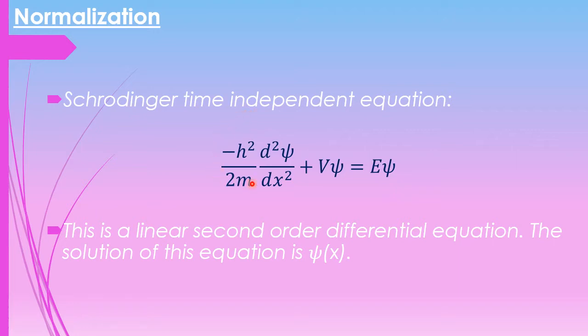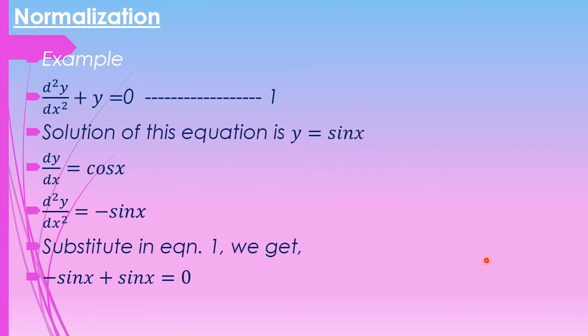I have taken the Schrödinger time independent equation. This equation has a solution psi of x. This is a linear second order differential equation. This equation has a special property that if we multiply this solution with a constant, we get a new function which is also a solution of the original equation. I'll explain with an example.